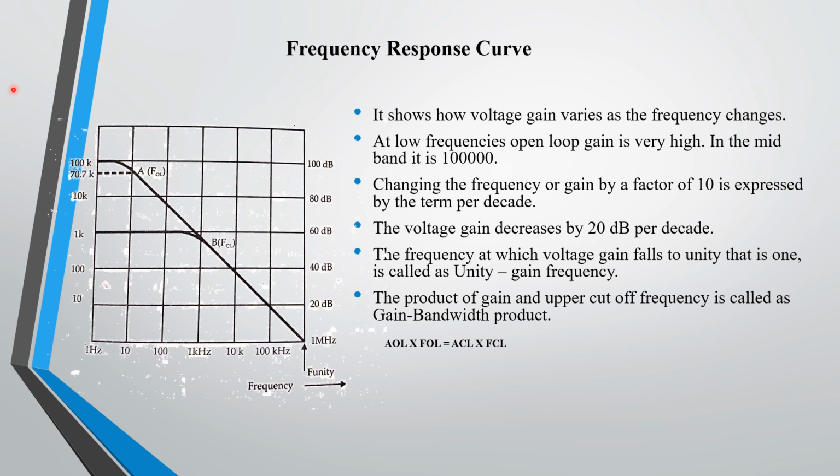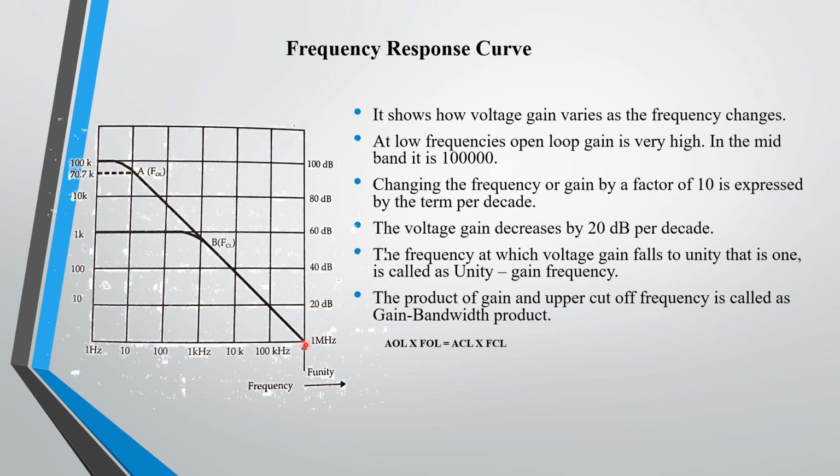When the loop is closed, that means when the resistor is connected, the voltage gain decreases to 70.7% at 1 kHz frequency. This is the upper cutoff frequency for closed loop gain. That is point B. Beyond this frequency, the closed loop response superimposes with the open loop response. The bandwidth increases as the mid-band gain decreases.